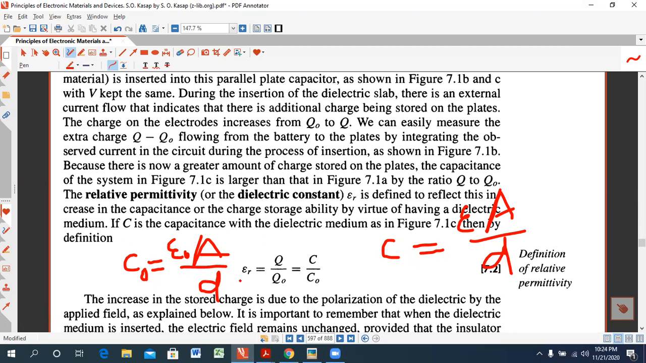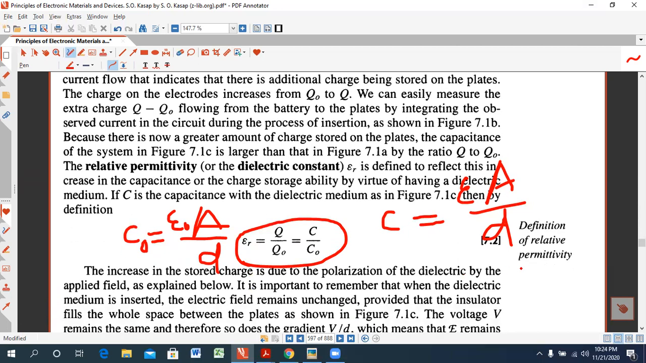Now epsilon R is the relative permittivity. If we divide these two things, that is C divided by C naught, then we know that Q equals CV. From the same formula, we can also derive this relationship. So this is the definition of the relative permittivity.